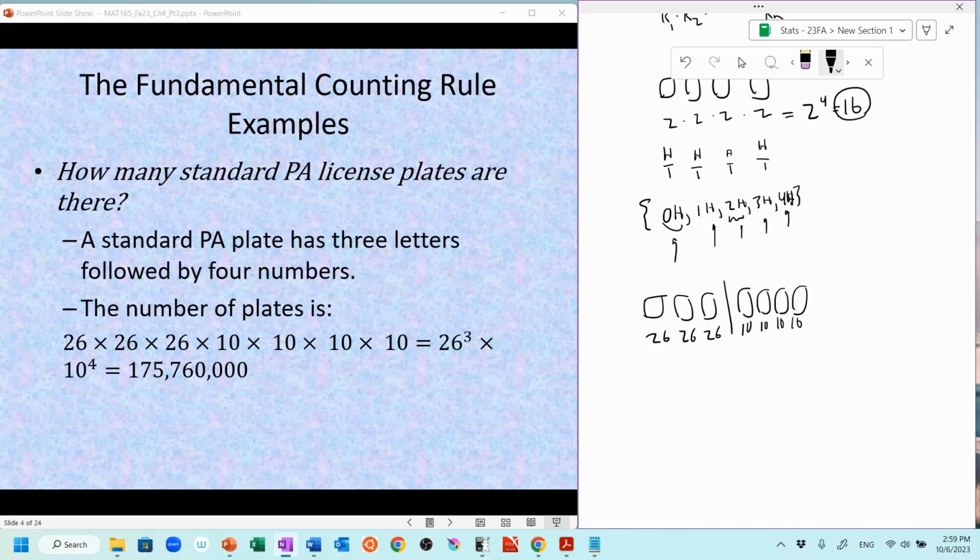Note also that in the fundamental counting rule, order matters, right? Different orderings represent different outcomes. These are ordered trials, so to speak. In other words, ABC 1, 2, 3, 4 is a different outcome, a different license plate than CBA 4, 3, 2, 1.